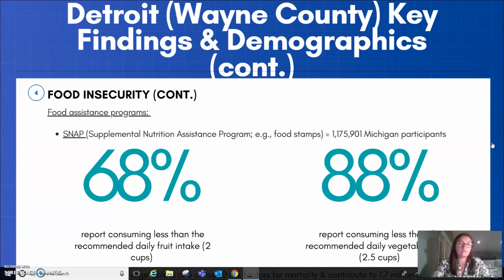When individuals are food insecure, they are most likely eligible to participate in food assistance programs such as SNAP and WIC. So SNAP, or the Supplemental Nutrition Assistance Program, or food stamps, has over 1 million participants just in Michigan alone, the majority of whom reside in Wayne County. 68% of SNAP participants report consuming less than the recommended daily fruit intake of about 2 cups, and 88% of SNAP participants report consuming less than the recommended daily vegetable intake at 2.5 cups.